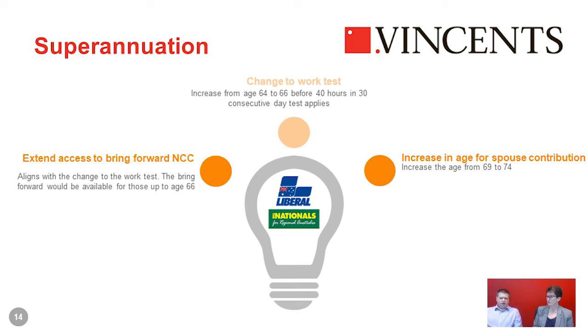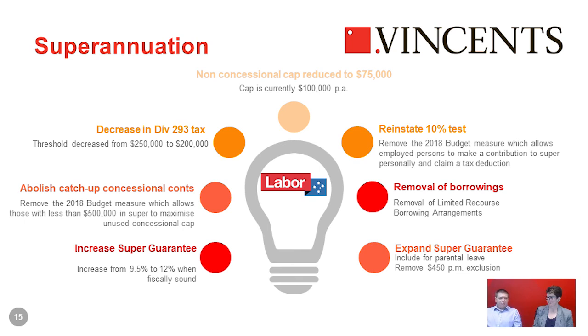And I don't see there being any changes by the coalition around super. They've already helped way too much in the last 3 years. So I think they will pretty much leave it at that. Labor, on the other hand, they do have about 7 policies that they've got on the table at the moment around super that they've, I suppose, more recently announced.